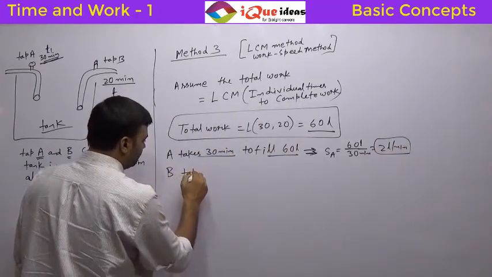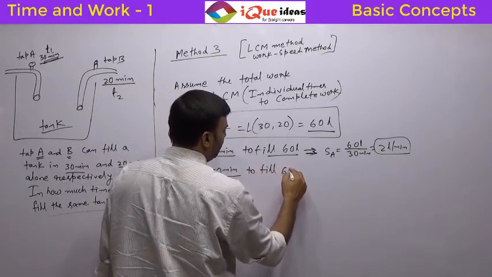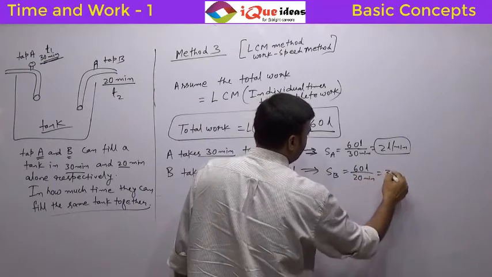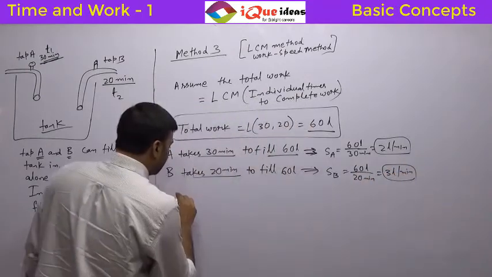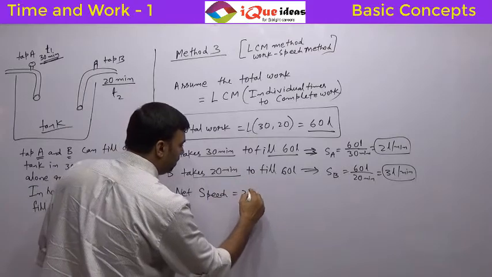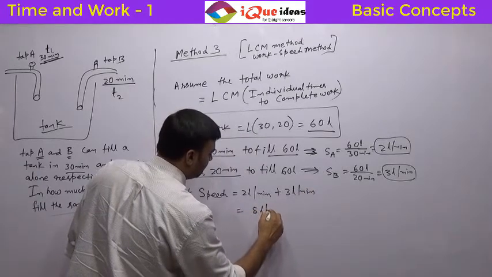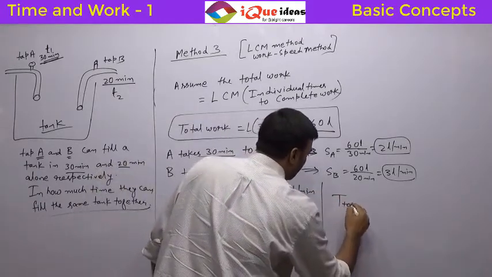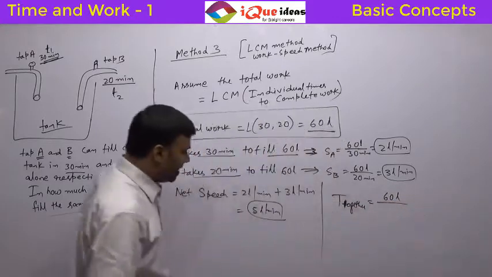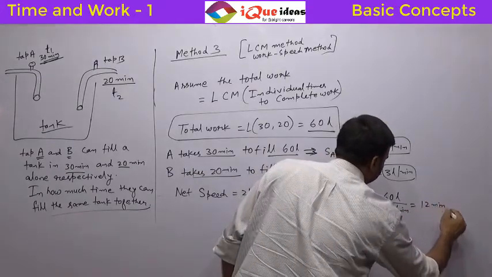Similarly, B takes 20 minutes to fill the tank, that is to fill 60 liters. That means the speed of B will be 60 liters divided by 20 minutes. So this is 3 liters per minute. That means the net speed or the combined speed will be equal to 2 liters per minute plus 3 liters per minute, because both are filling. So it is 5 liters per minute. So the time together, there is only one way to calculate time together, and that is total work, which is 60 liters, divided by net speed, which is 5 liters per minute. So if you simplify, it will be 60 by 5, 12 minutes.